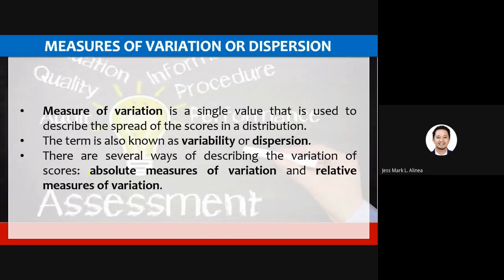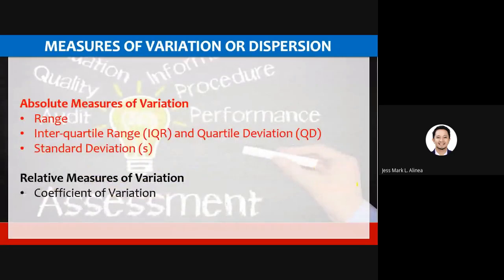First, we have the absolute measures of variation. Second, we have relative measures of variation. Pag ang dinidescribe mo ay isang set of data lang, ang tawag dun ay absolute measures of variation. Pag ang dinidescribe mo ay dalawa o higit pang sets of data, ang tawag na natin dun ay relative measures of variation.